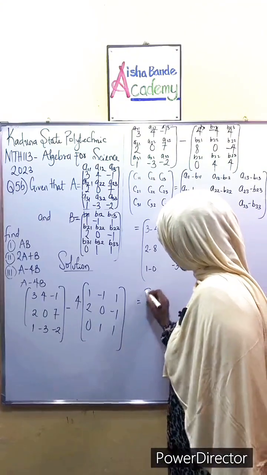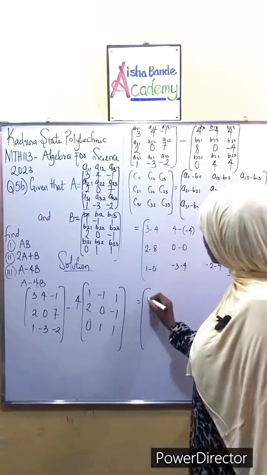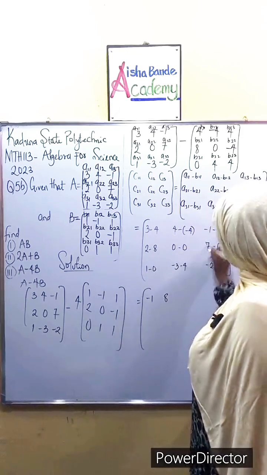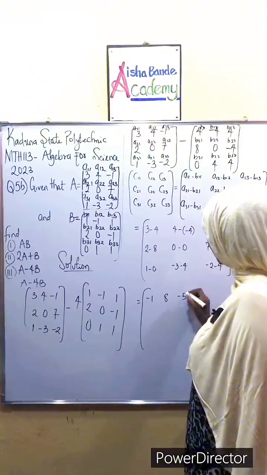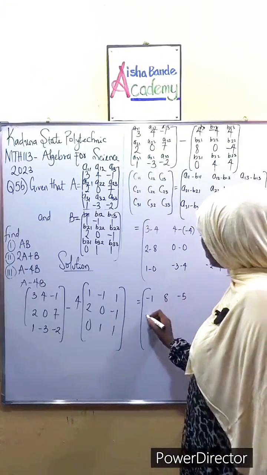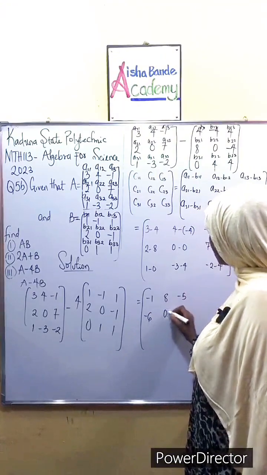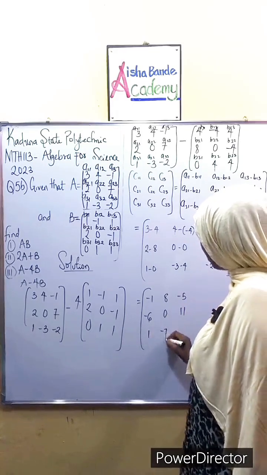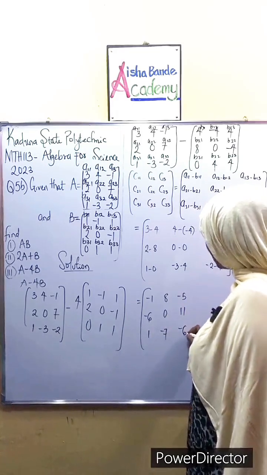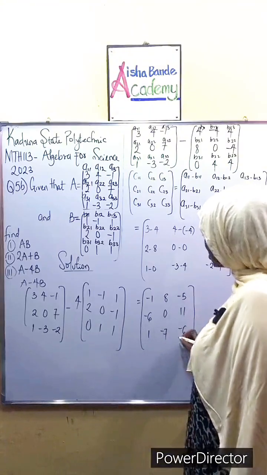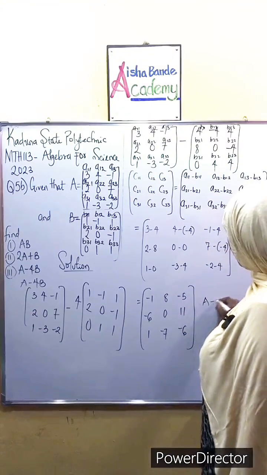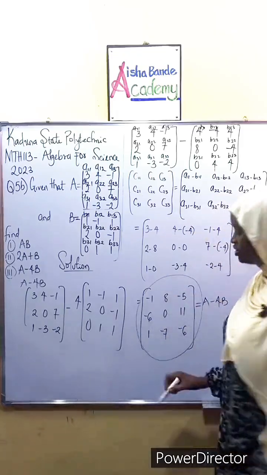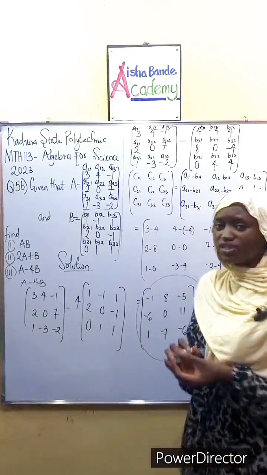So this matrix now becomes 3 minus 4 is minus 1, 4 minus 4, that is 4 plus 4 here is 8, minus 1 minus 4 is minus 5, then 2 minus 8 is minus 6, 0 minus 0, 0, 7 minus 4 is 11, minus 0, 1, minus 3 minus 4, minus 7, minus 2 minus 4, minus 6. So this is the matrix we have for A minus 4B.